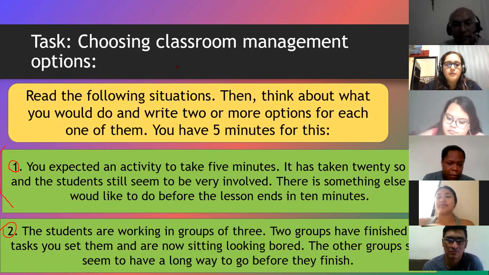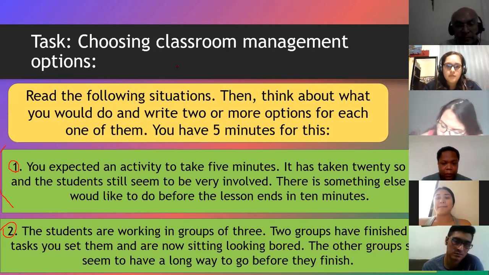The students are working in groups of three. Two groups have finished the tasks you set them and are now sitting looking bored. The other groups still seem to have a long way to go before they finish.